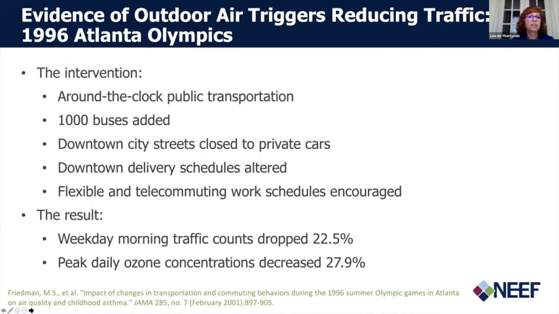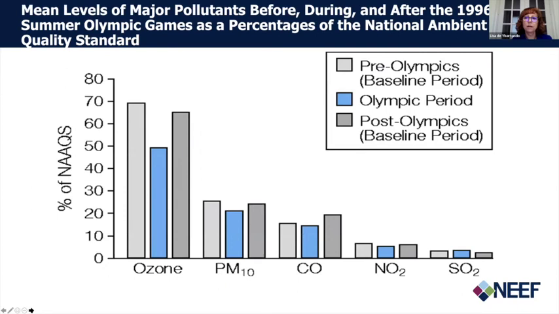around-the-clock public transportation, decreasing individual and private cars to the downtown area because of the Atlanta Olympics. More flexible telecommuting work schedules were encouraged, and the results were a significant decrease in morning traffic counts, and that directly correlated with daily peak ozone concentrations that were also decreased, and that's illustrated in the following slide. So you can see ozone levels pre-Olympics, during the Olympic period, and post-Olympic period.